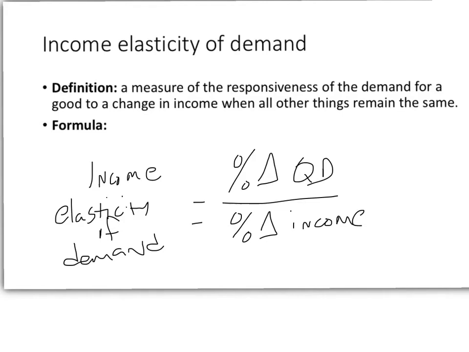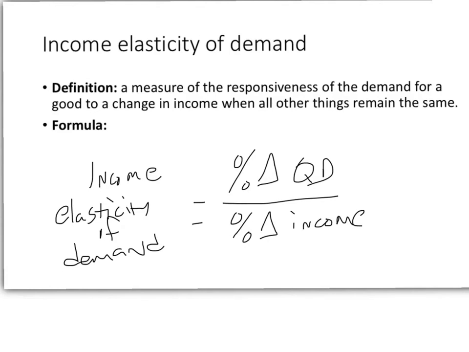Now, again, similar, but you have to remember that the price of the good no longer matters because the price of the good cannot change. If you go back up to the definition, you look at the end of it, and it says when all other things remain the same. So all we're talking about here is a change in income. We are not talking about any changes in price, and that is reflected in the formula here, percent change in quantity demanded over the percent change in income.